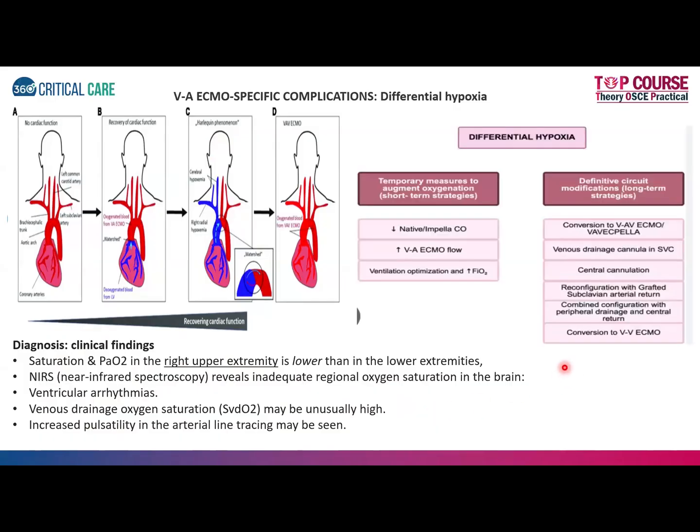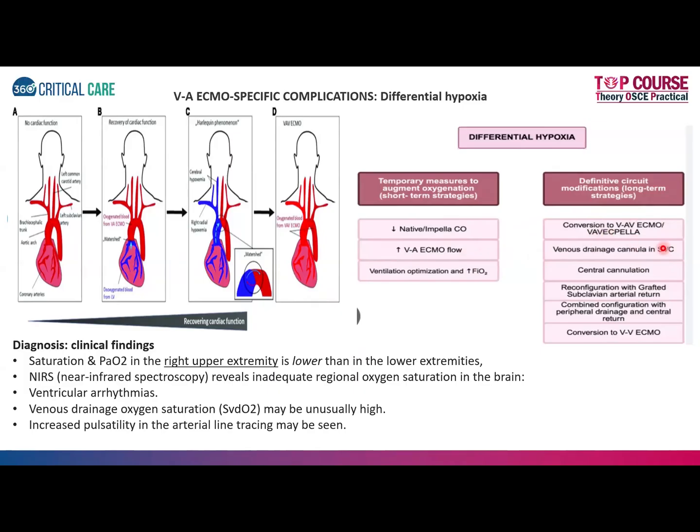So what are the measures to reduce it? The native or the Impella cardiac output needs to be maintained and reduced, with an increase in the VA ECMO flow, ventilation optimization, and an increase in the FiO2. The definitive or long term measure would be to convert this VA ECMO into what is called a VAV ECMO. Another cannula, a three-way cannula, is added to the patient. So this is a VAV ECMO.